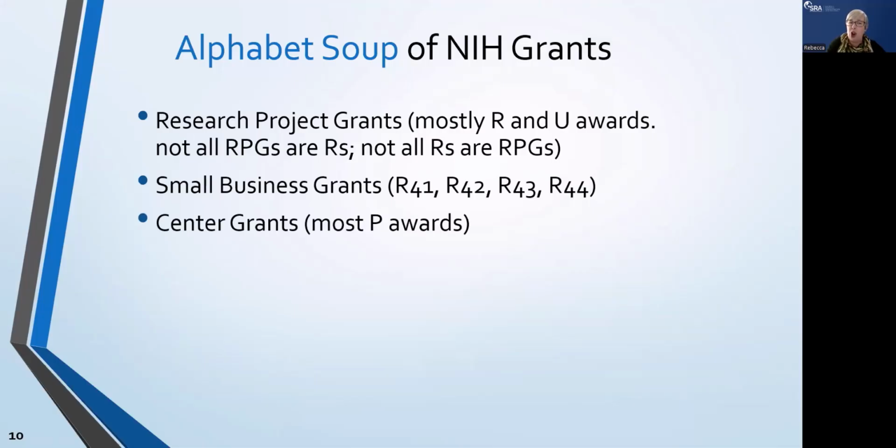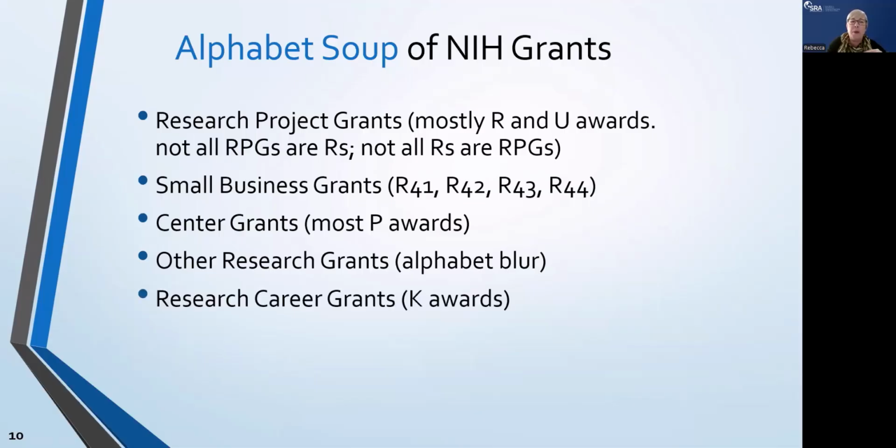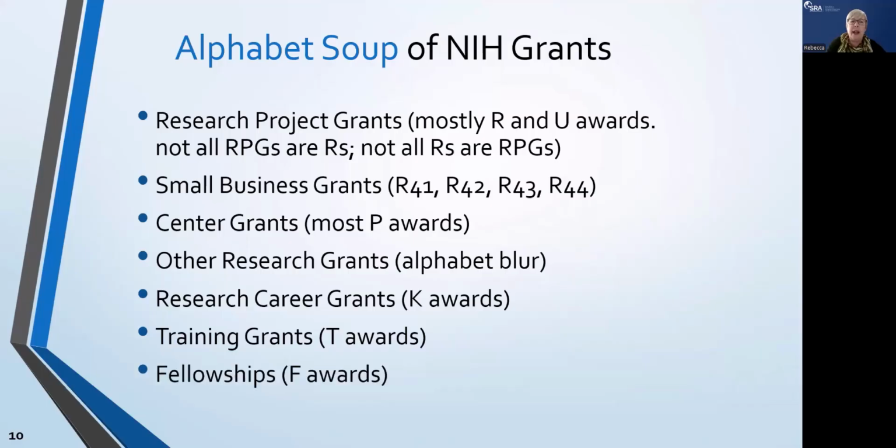Center grants are large multi-project grants. Then there's this alphabet blur, everything from C06, S10, SC1s. I call it the alphabet blur, but there are other awards supporting other research endeavors across the NIH. There are research career awards, K awards, mostly that help new investigators get a foothold in their research career. There are training grants and there are fellowships.